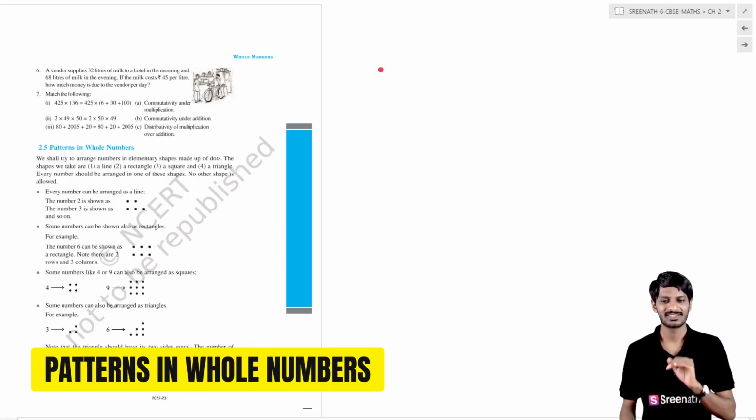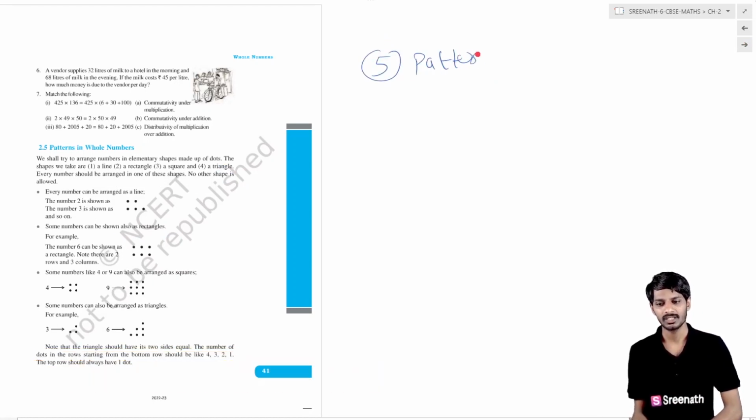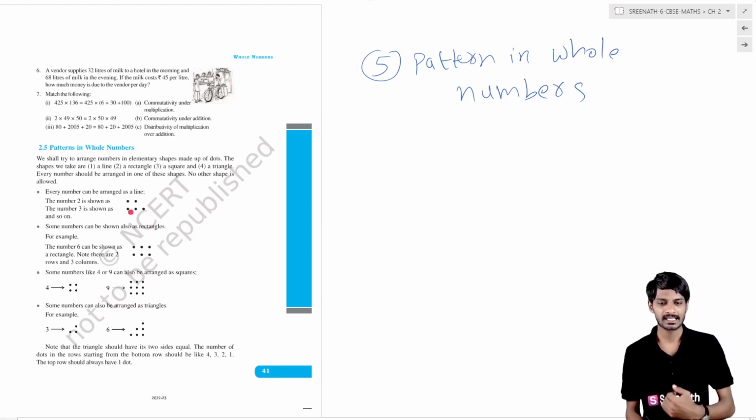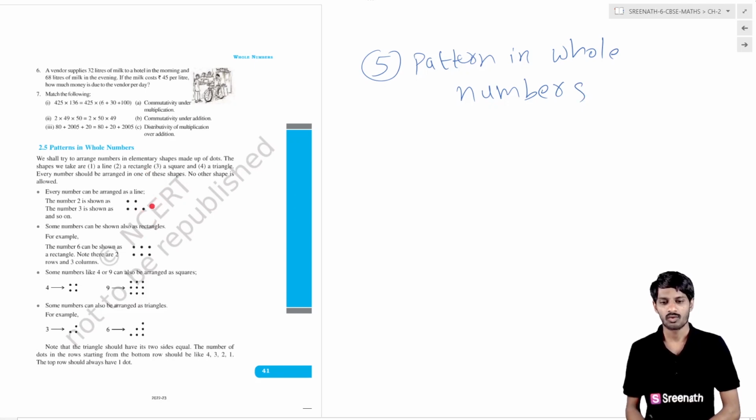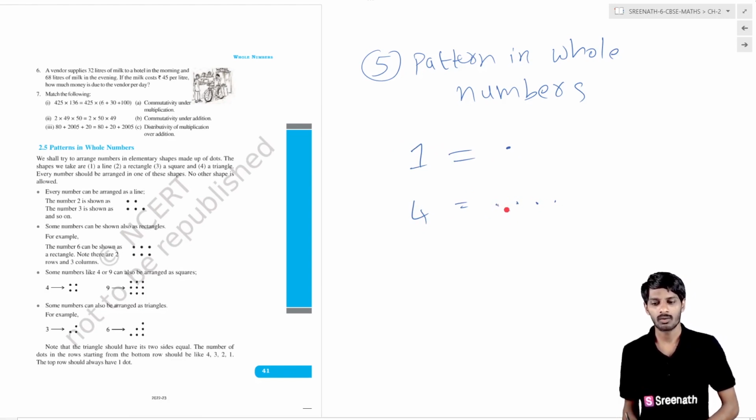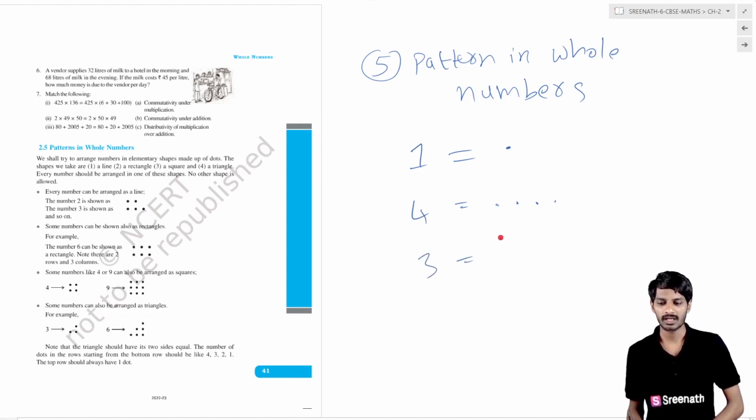Now you are entering into the fifth topic. What is the fifth topic? That is patterns in whole numbers. Basically, here is the game you have to play. You have to represent every whole number with dots. Suppose 1 is the whole number, which is equal to 1 dot. Suppose 4 is equivalent to 4 dots, 1 2 3 4. If there are 4 dots, then the whole number is 4. The whole number 3 is 3 dots, like that. So every number is represented by that total number of dots.